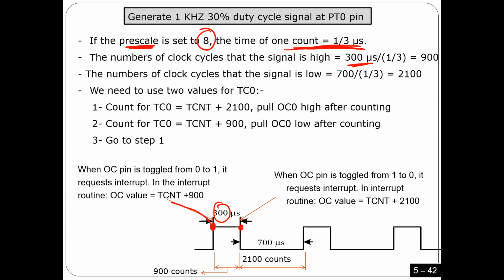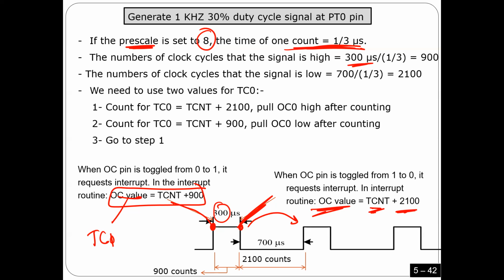In this interrupt, I'm going to say TC, whatever the channel you are using, TC0, TC1, whatever the channel. I'm going to say TC should equal TCNT, which is the current count, plus 900. So the toggle is going to be after 900. But if I am here, I'm going to say TC should equal TCNT plus 2100. Because for this one, the toggle should be after 2100.